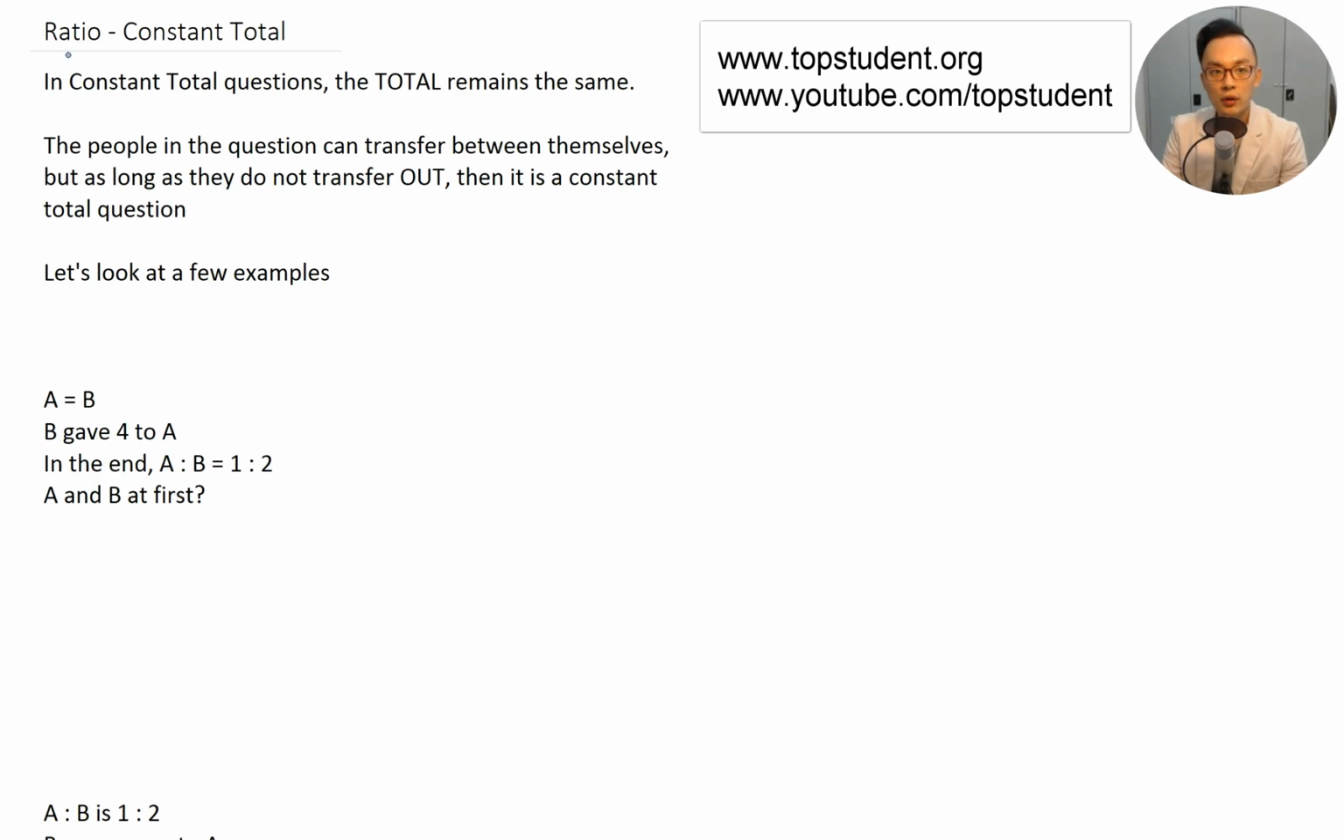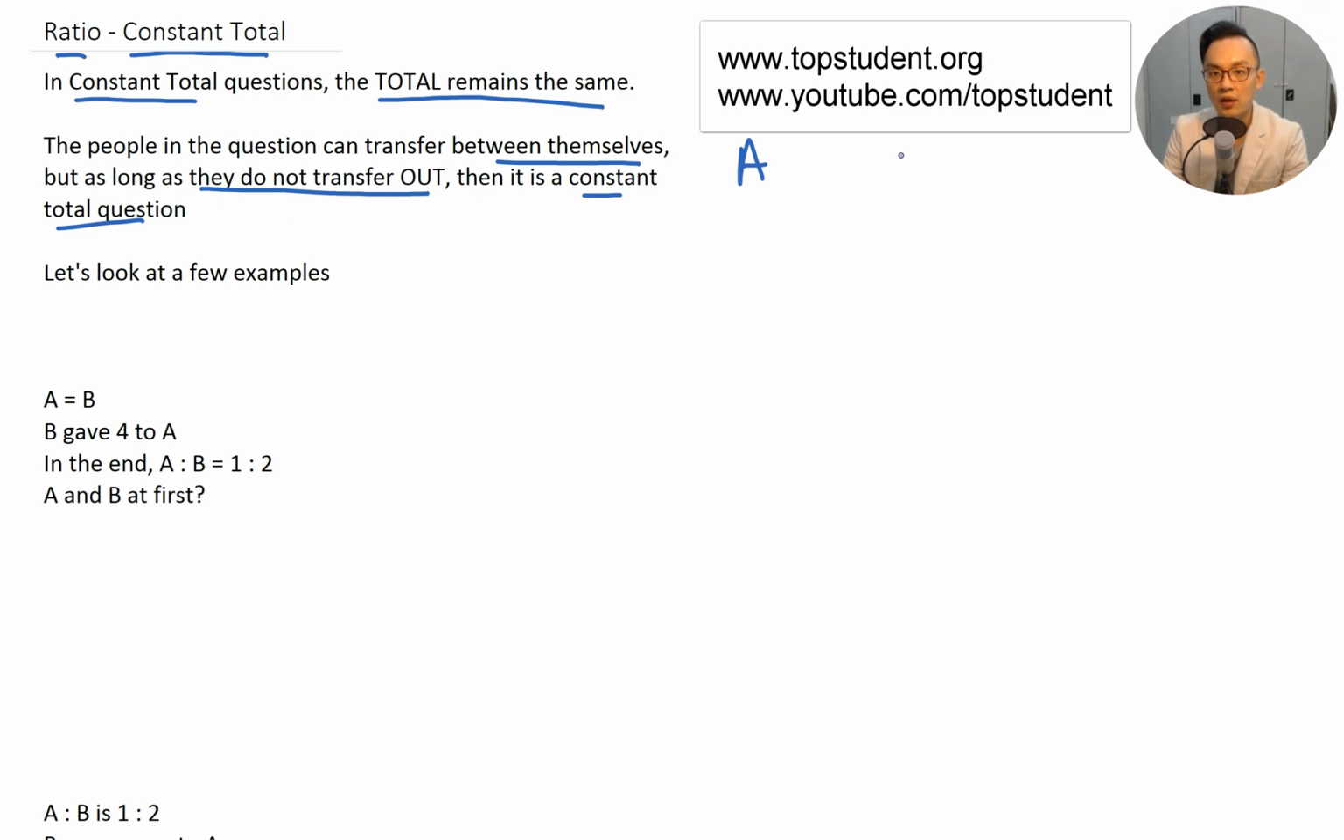Okay, in this video, we're going to look at some ratio questions, and specifically I want to talk about questions that have constant total. So what are constant total questions? Basically, in constant total questions, the total remains the same. That means the people in the question can transfer between themselves, but as long as they do not transfer out or to other people, then it is a constant total question.